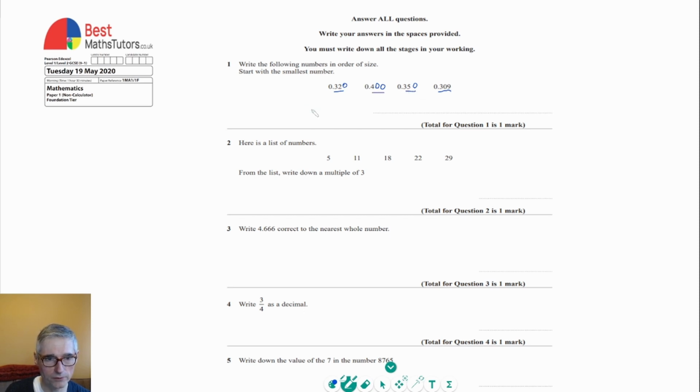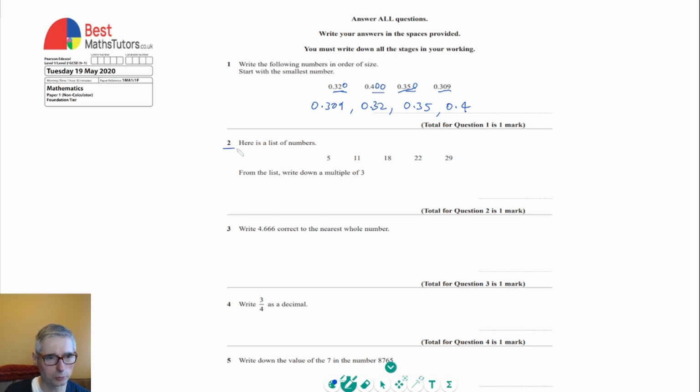So I'm going to write the 0.309 first. Then the next biggest one is 320 because that's less than 350 or 400. So I'm going to write 0.32. When I'm writing them in the answer, I don't need to put those zeros that I've added. That's just to help me decide which one's the biggest or smallest. And then the next one that I'm going to write down is the 0.35 because 350 is smaller than 400. So 0.35. And then the next biggest is 0.4, which is actually the biggest of them all. And we've done it. So that's the first one.